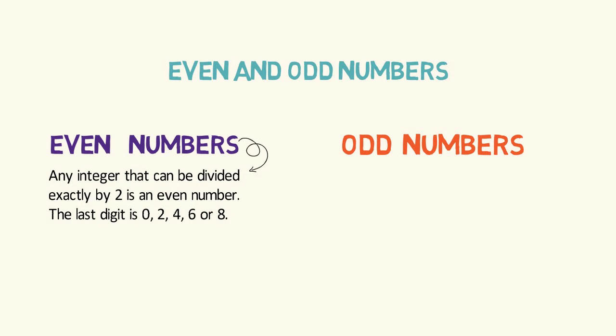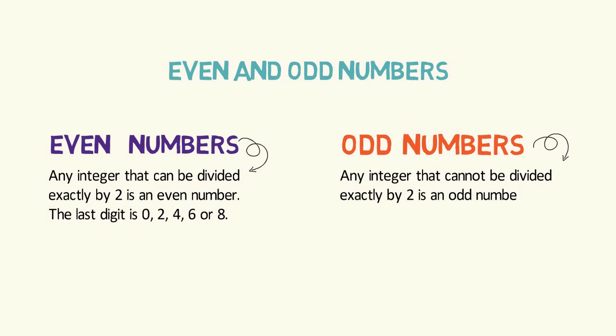Odd numbers. Any integer that cannot be divided exactly by 2 is an odd number. The last digit is 1, 3, 5, 7, or 9. Even and odd numbers. See the following example.